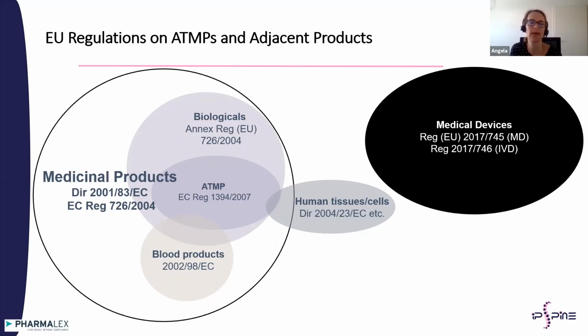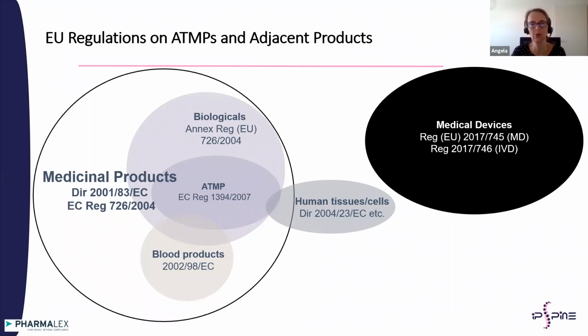The second thing I would like to point out here is that there are other subgroups of medicinal products, and especially there is one which is the human tissues and human cells, also covered by a separate directive. These do overlap with ATMPs, but not completely. So these are two distinct groups overlapping, but not identical. So this is what we are looking at.